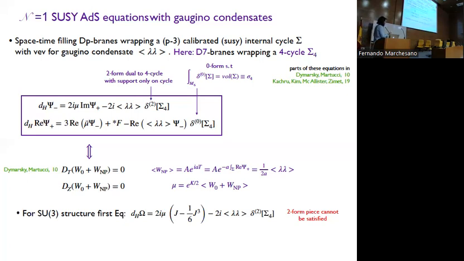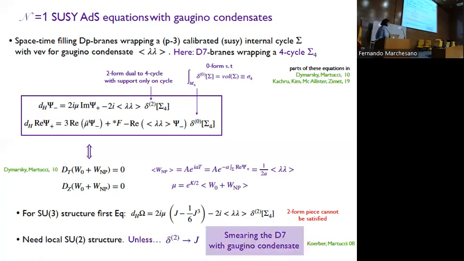And again, this was noted by Martucci and Dimarsky. So you need to move away from SU3 structure. And if you want to solve this equation, you have to consider this local SU2 structure. So this is true unless we smear the source. What does it mean, smearing the source? We're all used to smearing the source, but thinking about smearing Gaussian condensates is a bit more weird, but it's just like smearing these 7 planes.